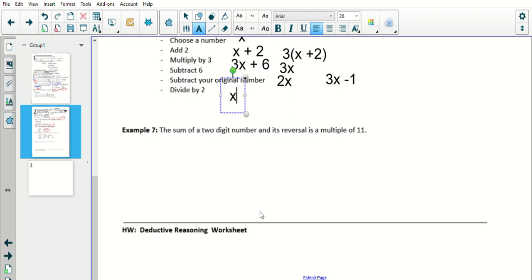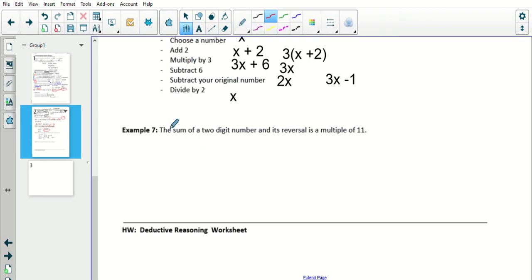Okay, and the last example we have for you, this is the hard one. People struggled with this, and I don't. It's a little bit more complex in the wording of it. Okay, so let's break it down exactly like we always do. So I have the sum of something, which means I'm adding. Okay, and I have a 2-digit number.